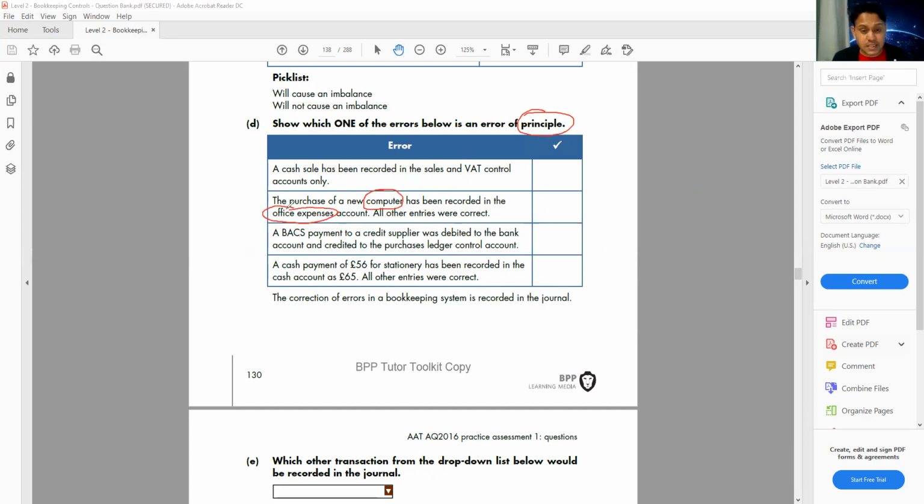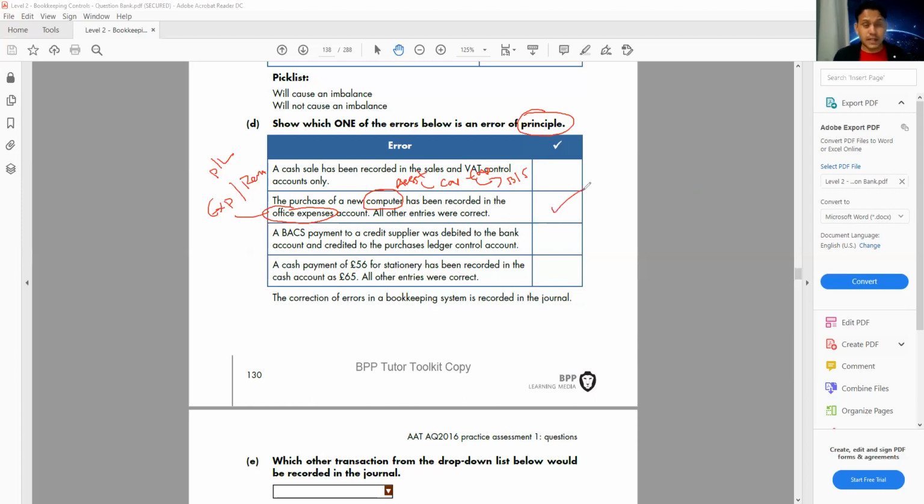If we do this type of mistake where we buy the computer and we said this is the office expense, so I'm changing the category because computer is my asset. An asset is a capital expenditure. On the other hand, office expense is my expense. An expense is a revenue expenditure. So revenue expenditure always goes to profit and loss account, and capital expenditure always goes to balance sheet. So I'm changing the category. So in that case, this is our error of principle.